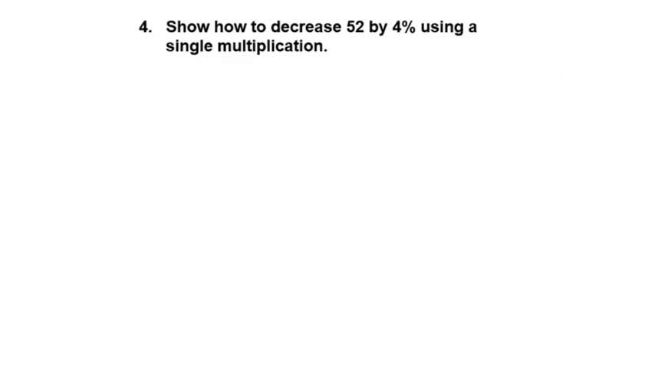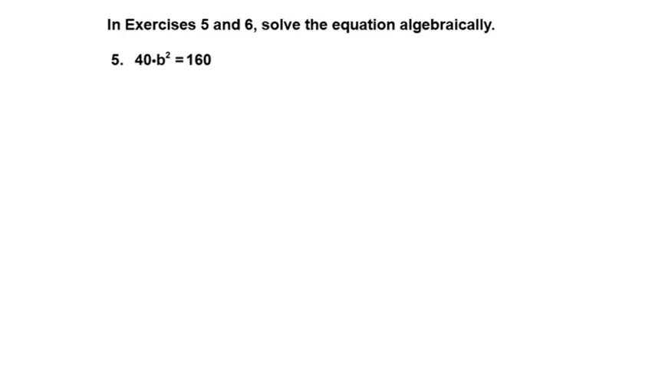And problem number 4 is how to decrease. So what you're going to have, in this case, is 1 minus r for a decrease. Or you can say 1 plus negative 4%. So that's how you take a look at 4.